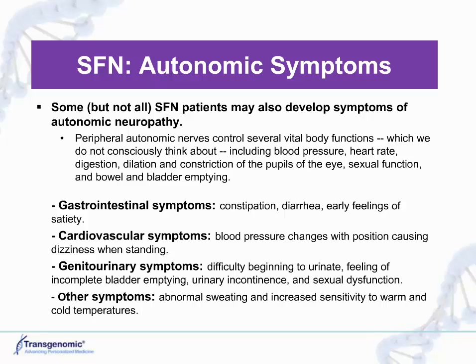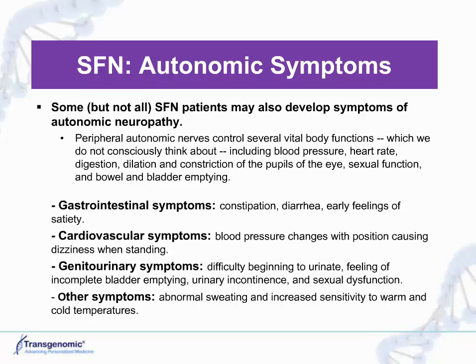As I mentioned before, the small diameter nerve fibers also provide innervation to different organs in the body, and they subserve certain autonomic functions. These are automatic control of different biological functions in different organ systems. And oftentimes when something involves the small diameter nerve fibers on a broad scale, this can result in a component of autonomic symptoms due to an autonomic neuropathy. Some, but not all, small fiber neuropathy patients may also develop symptoms of autonomic neuropathy.